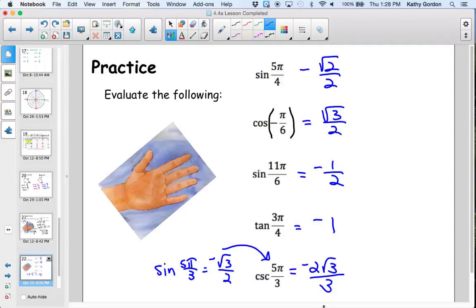Wait, the sine of 11 pi over 6 says... 11 pi over 6, yeah, that's that one. I want sine. That's why. Yeah. So square root of 1 is 1. 1 over 2 is 1 half. Oh, okay, alright. Yeah, I got it. And it's negative because it's in the fourth quadrant. Alright, got the idea?